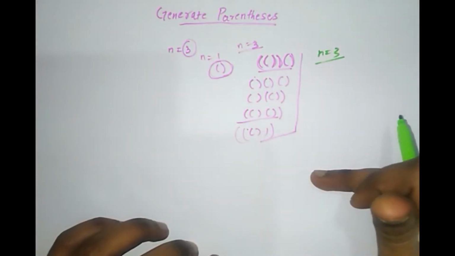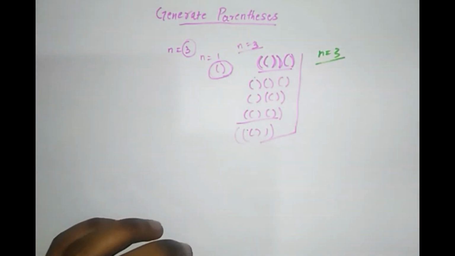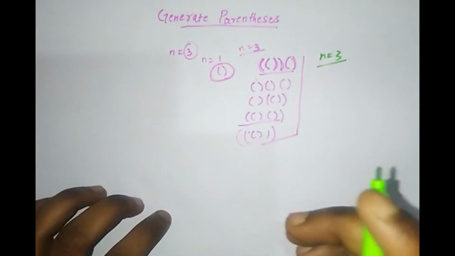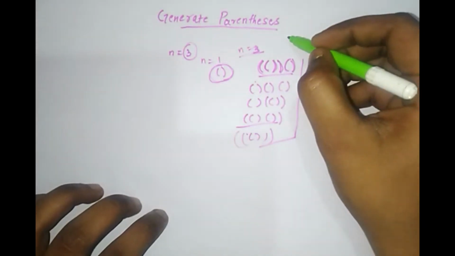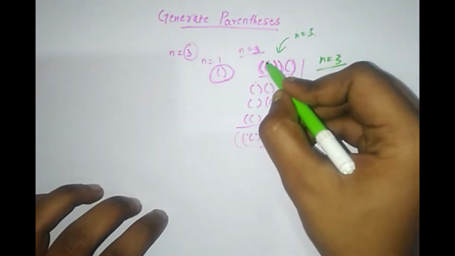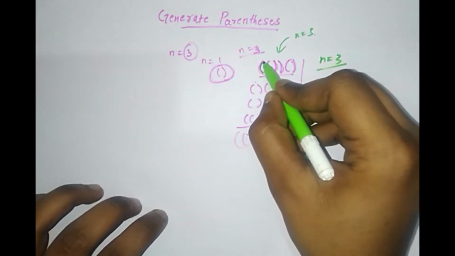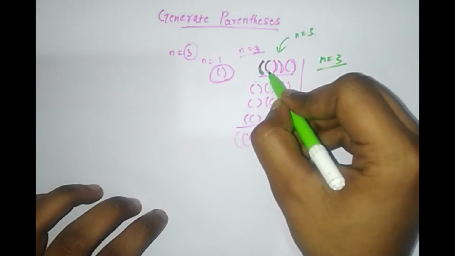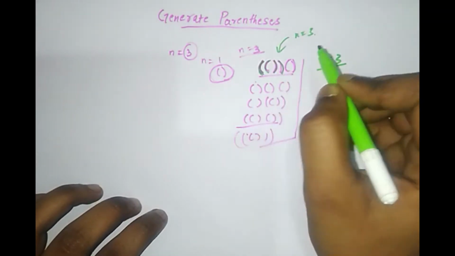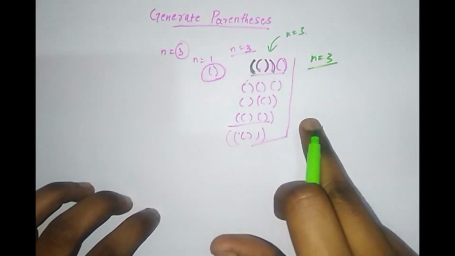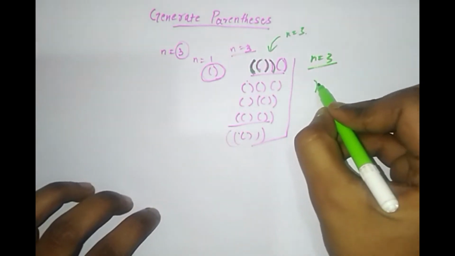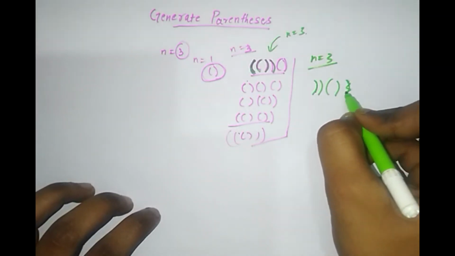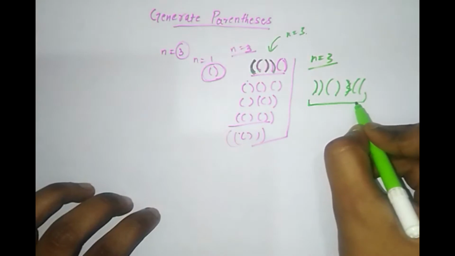Now let's come to the point. How will we be able to generate balanced parenthesis permutations? First, remember one thing, taking the example of n equals 3: we are opening, then opening again, then closing and closing. Remember that the permutation should not be like this, this will be invalid.